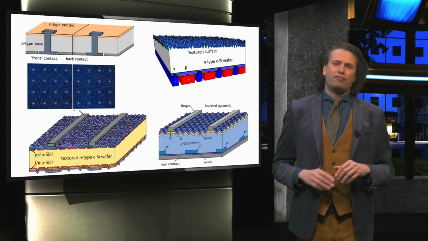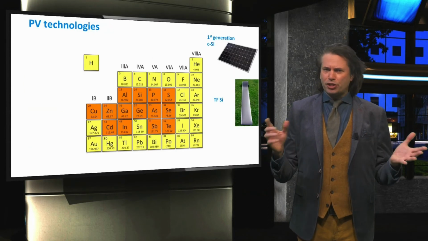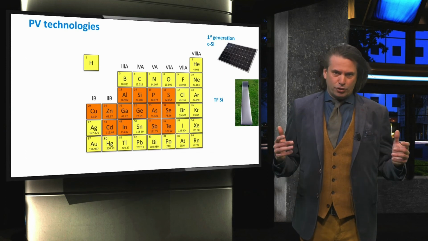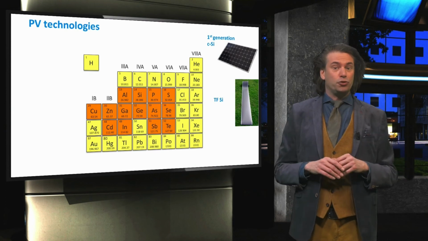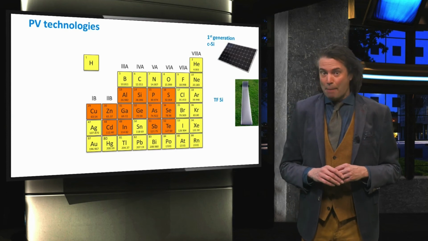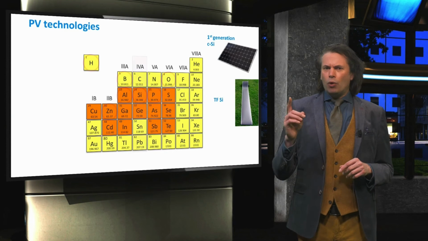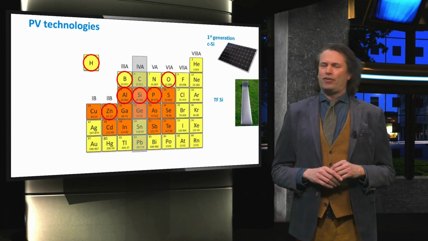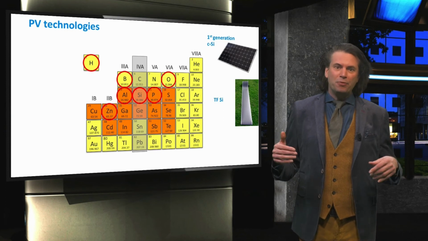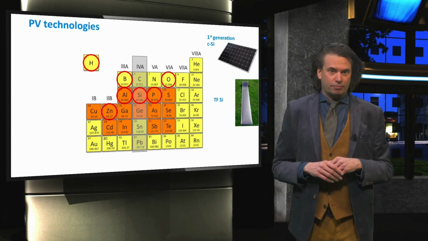Then on to the thin film solar cells that are much thinner than the wafers used for crystalline silicon PV. As a result, much less material is used and most thin film technologies can be used for flexible applications. We will start with thin film silicon. Thin film silicon uses basically the same abundant elements as crystalline silicon.